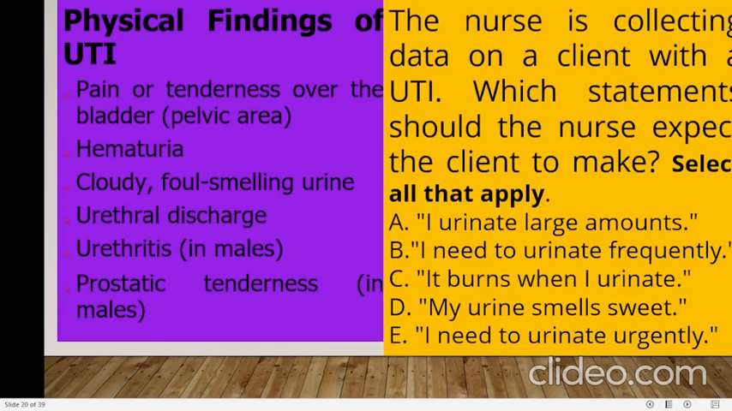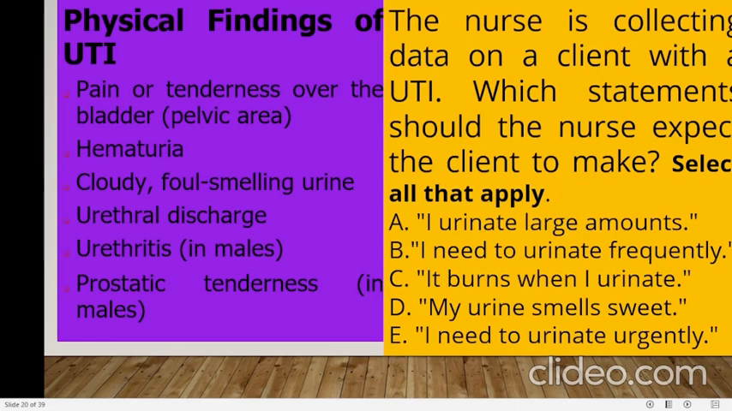What of the physical findings of UTI on physical exam? Of course, this is through inspection, palpation, percussion. So on inspection, we can proceed, guys. On physical findings, we say that on inspection, we can see urethral discharge.